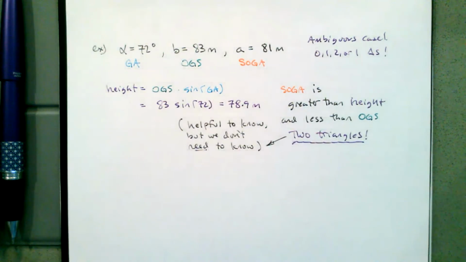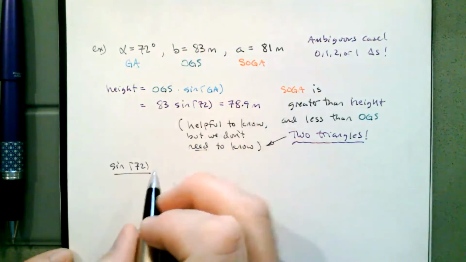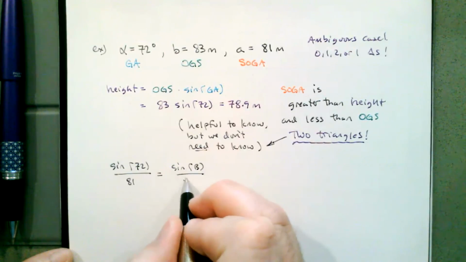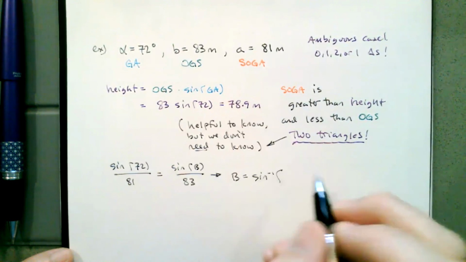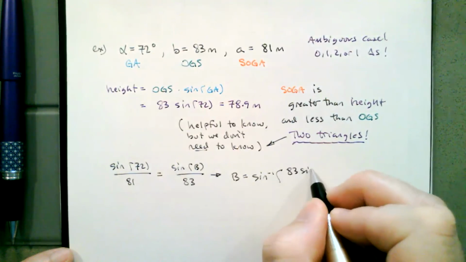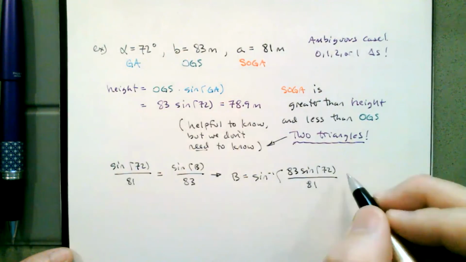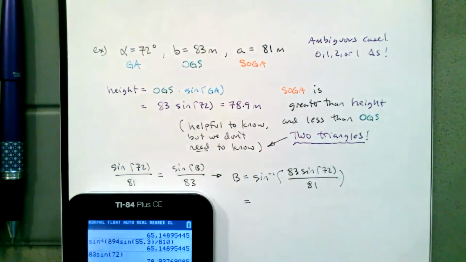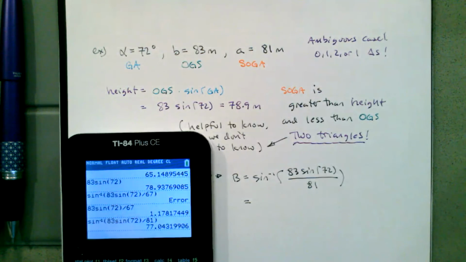We could just jump in and use our opposite information, say the sine of 72 over the 81 is the sine of B over 83, and solve for B. And that's going to be the sine inverse of 83 sine 72 divided by 81. So let's calculate. We'll do sine inverse of 83 sine 72, close the parentheses, divide by 81, close parentheses, and we get 77.0.